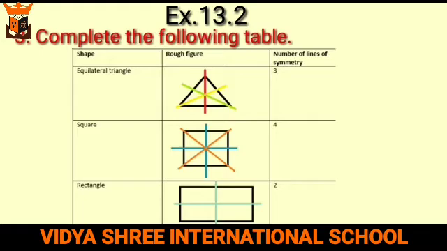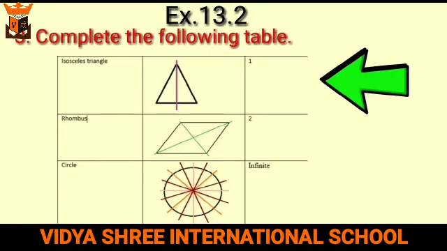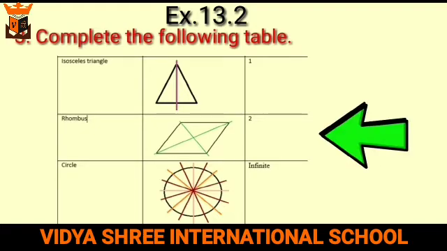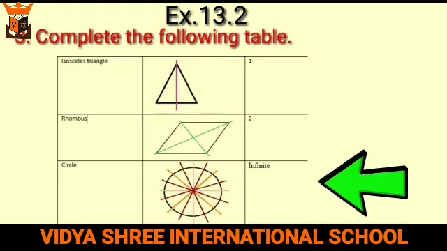Question number 3 is, complete the following table. Here the shape names are given. We have to draw a rough figure and then write the number of lines of symmetry. First one is equilateral triangle. So an equilateral triangle has 3 lines of symmetry. Square has 4 lines of symmetry. And a rectangle has 2 lines of symmetry. An isosceles triangle has only 1 line of symmetry. And a rhombus has 2 lines of symmetry, and a circle has infinite lines of symmetry.